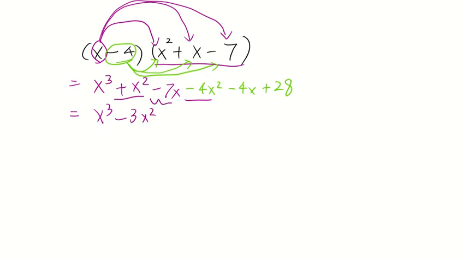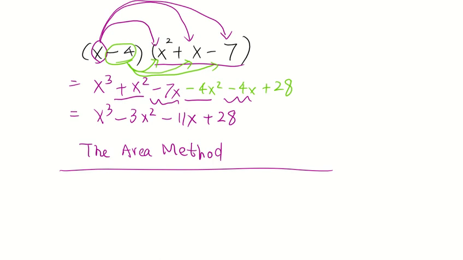Now, negative 7x has a like term, which is negative 4x. Combining them together, that's negative 11x. And one last term left, positive 28. And that is the answer. Of course, you can also use the area method I introduced earlier for 2 times 2.